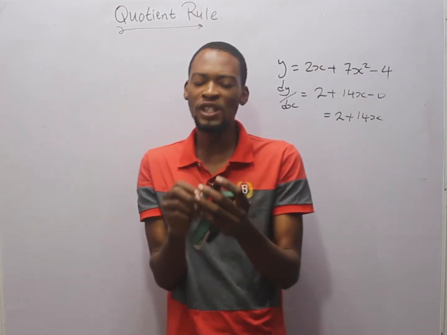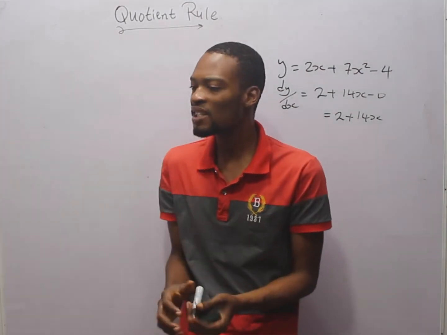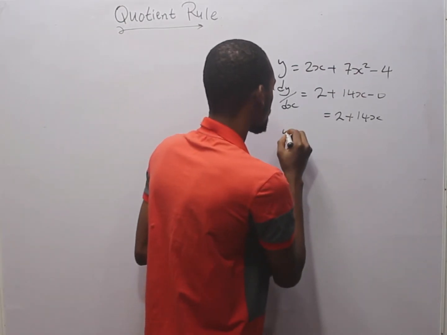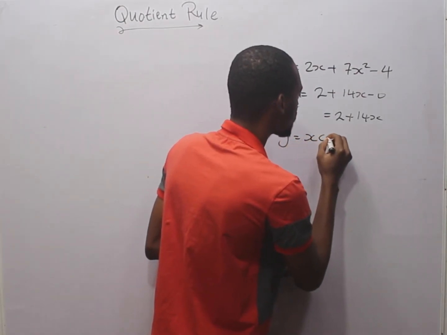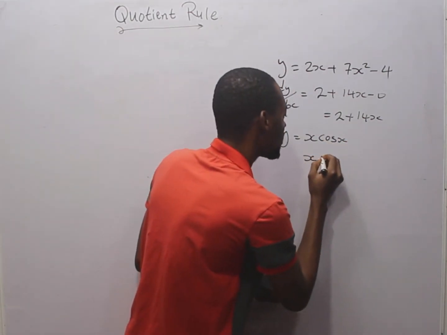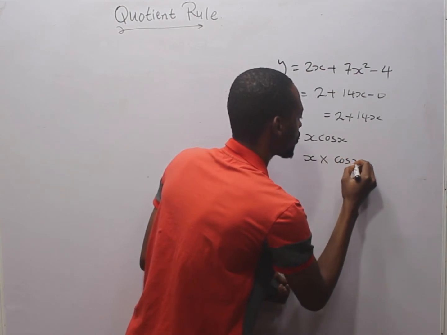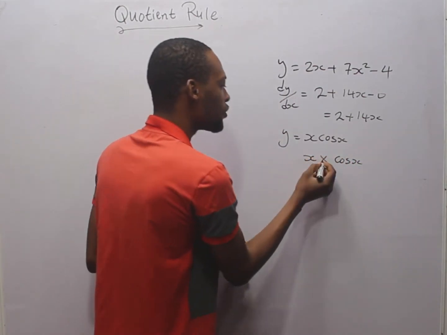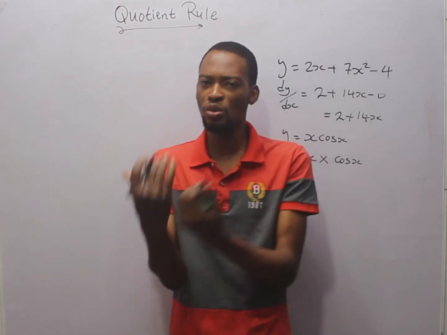I further went ahead to explain the product rule. If you are asked to differentiate products, like if y is equal to s cos s, this is the same thing as s times cos s. So this is a product. In differentiating products, you apply the product rule.